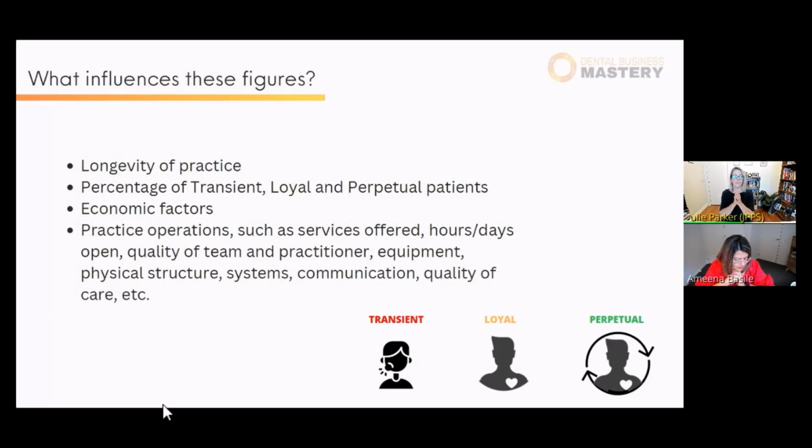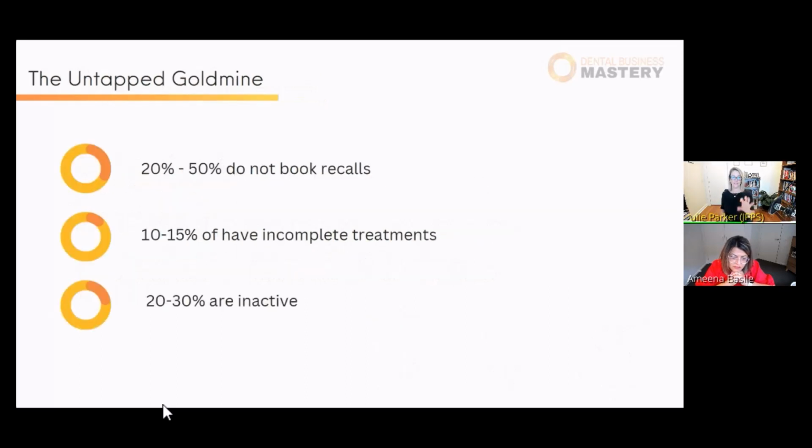All of your practice operations, such as the services that you offer, the hours and days that you are open, the quality of your team and the practitioners, the equipment that you have, the new technology, the physical structure of the practice, the systems, the communication, the quality of care, all the things that you do every day as a dental practice will influence how much of a percentage of your patient base, your database, are made up of people who don't book in for their recalls, don't book in for their incomplete treatment, and become inactive.